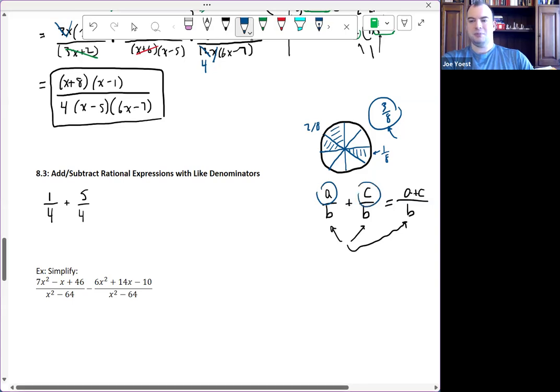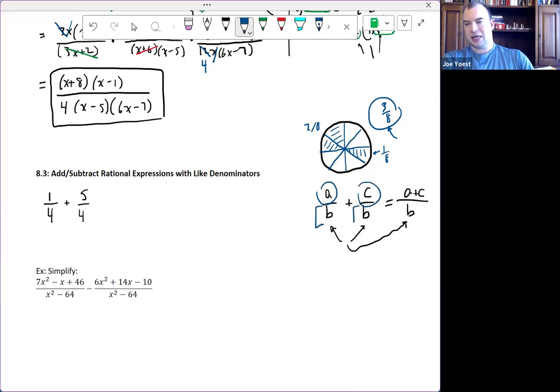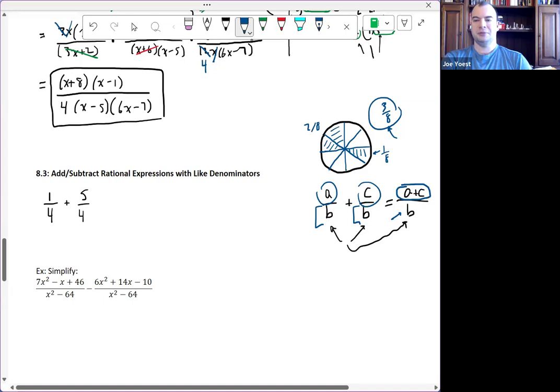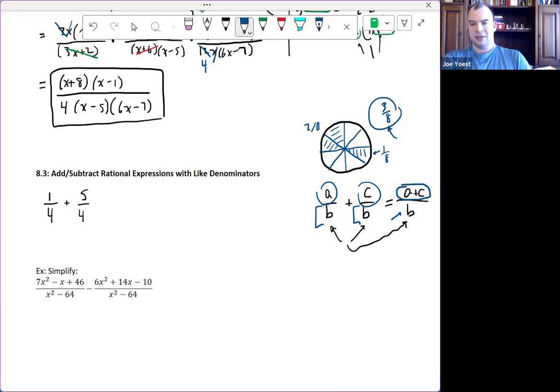I have A slices and C slices of a pizza where the slices are sized according to this denominator B. So I have a total of A plus C slices of that same size. So when I'm adding, or for that matter subtracting, fractions with like denominators, the denominator doesn't change. It's still the same pizza slice size. I just have more slices or fewer slices. So I get 1 plus 5, all divided by 4, or I can simplify that to 6/4. And I see that 6 is 2 times 3, 4 is 2 times 2. I divide out my common factor of 2, and I get 3/2.